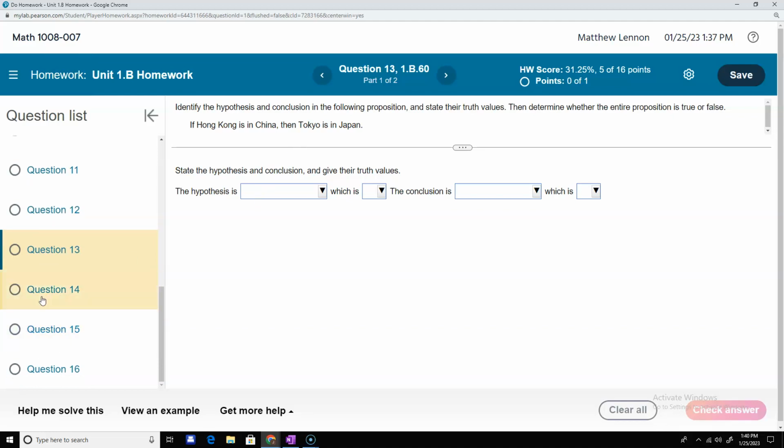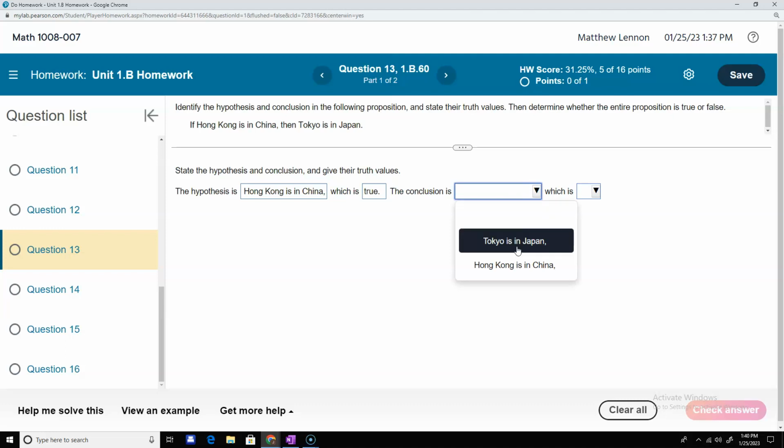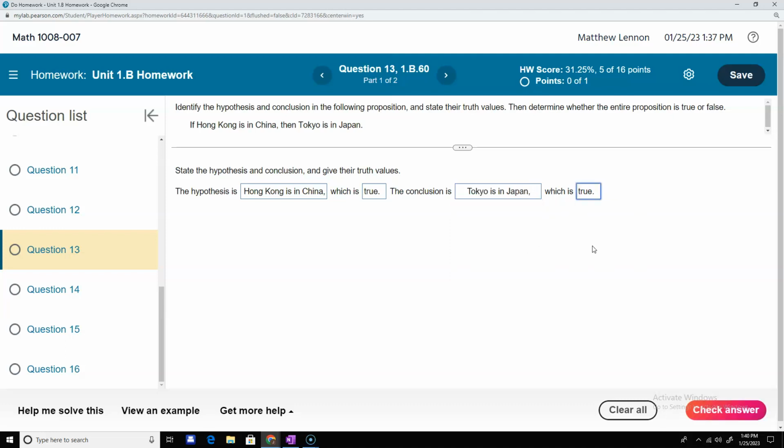Okay, so let's maybe look at 2 more. Identify the hypothesis and conclusion in the following proposition and state the truth values, then determine whether the entire proposition is true or false. If Hong Kong, so this is an implication. If Hong Kong is in China, Hong Kong is now considered a part of China. I don't think it used to be. Then Tokyo is in Japan. So the hypothesis is Hong Kong is in China, which is true. The conclusion is Tokyo is in Japan, which is also true.